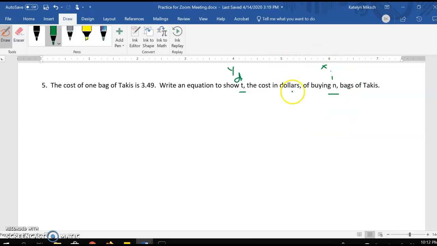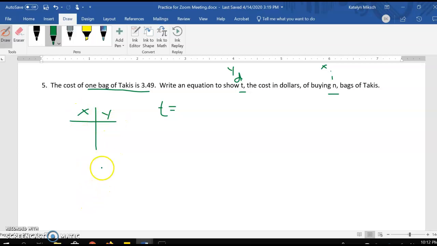So when we're setting up this equation, N would be in X's place and T would be in Y's place. That means, since we always do Y equals, this is going to be a T equals equation. So T is our total cost. How do we figure that out? If each bag is $3.49, most of you already would be saying, I would multiply, Miss Mitch.